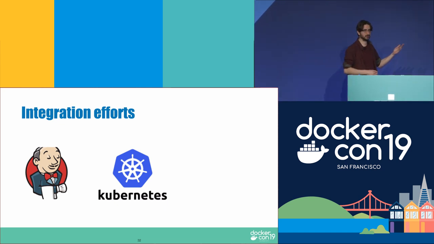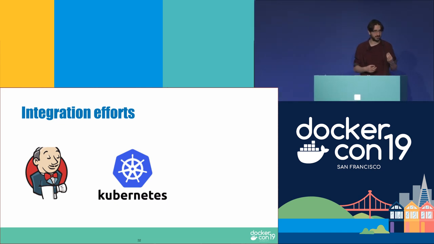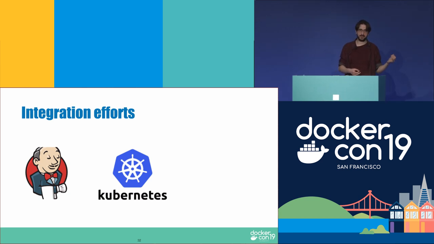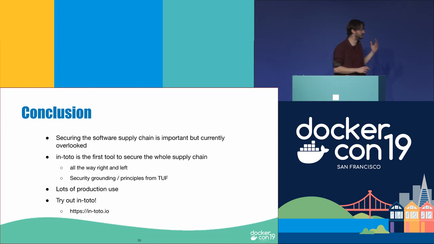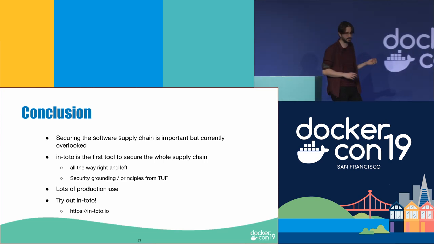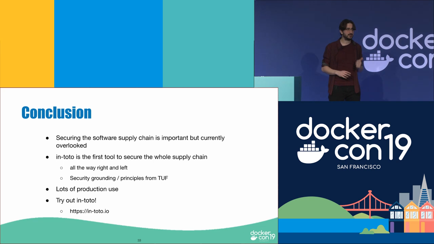And we also have an admission controller that essentially does this check for you. Is this container that's coming in following the layout that I specified? And does it have all of the attestations of every single party that's supposed to be interacting with us? Now, the key takeaways that I wanted to have here is, well, it is very overlooked.